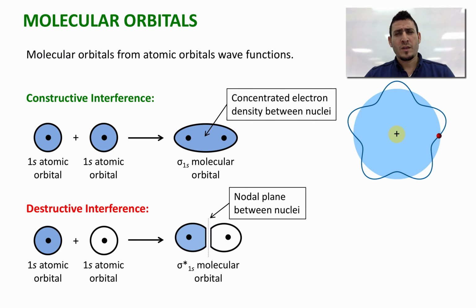Now, the first one, which resulted from the in-phase combination, where the electron density is concentrated around the nuclei, is called a bonding molecular orbital, and the one that contains a nodal plane is called an anti-bonding molecular orbital, so it doesn't favor the bonding of electrons, so bonds will not form. Now, why do we need to know this?